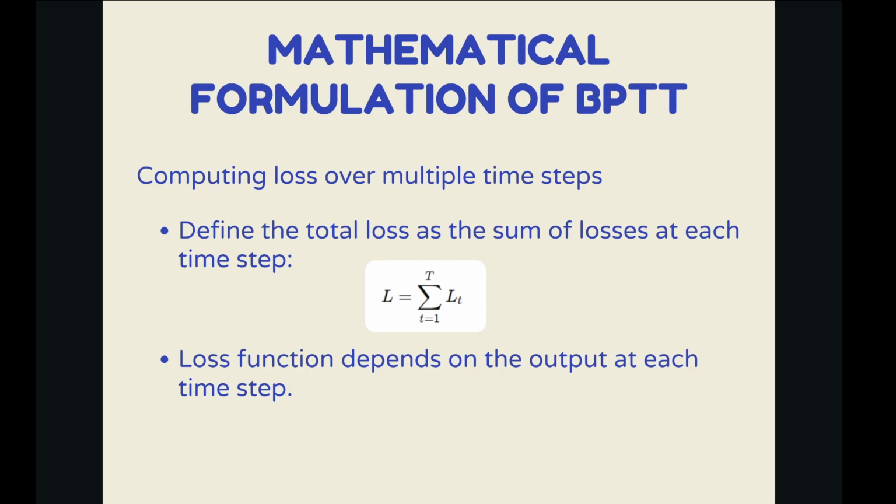Next, we compute the loss over multiple time steps. Instead of calculating the loss for a single output, BPTT sums up the losses from all time steps. Mathematically, this can be represented as where L_t is the loss at each time step and T is the total sequence length.